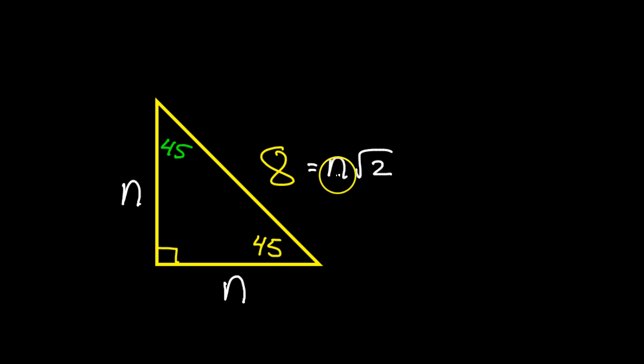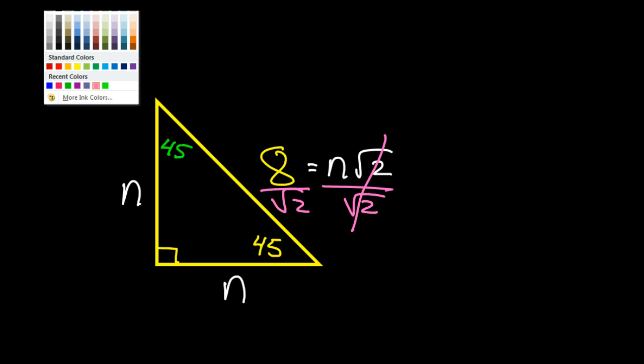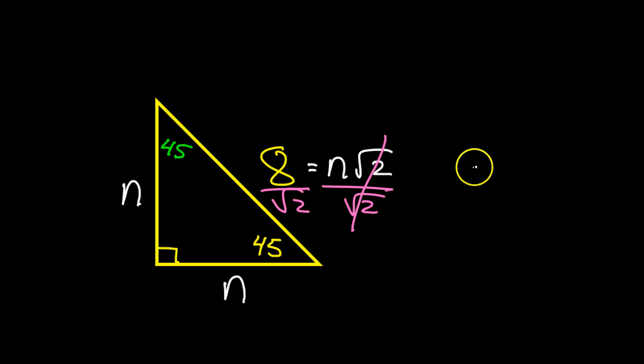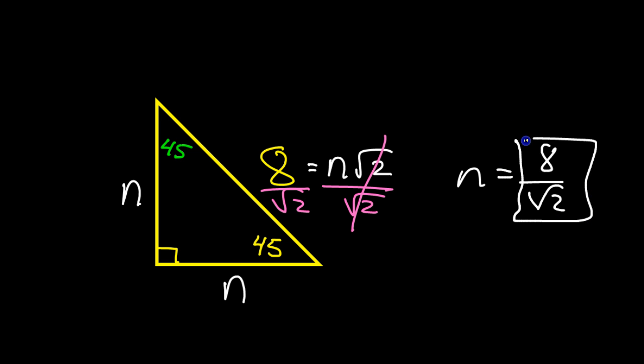So if I wanted to find out what n is, I would need to divide both sides of the equation by radical 2. So I can do that, divide by radical 2 on both sides. That means that n will equal 8 over radical 2. And some teachers might accept this as an answer. So these two would be 8 over radical 2. Okay, the two legs would both be 8 over radical 2.